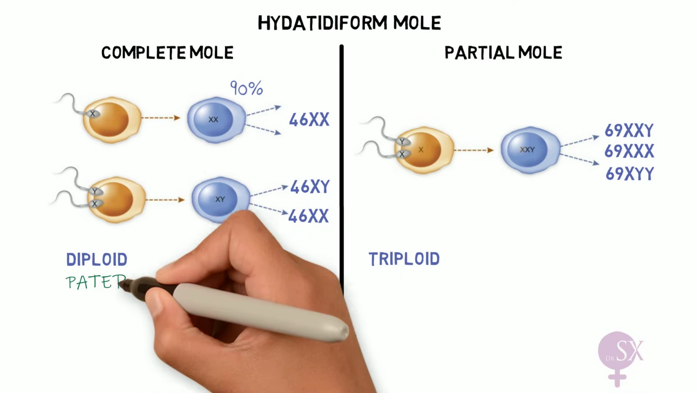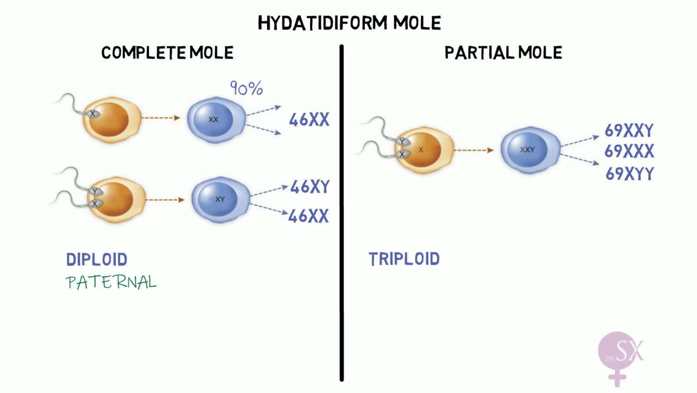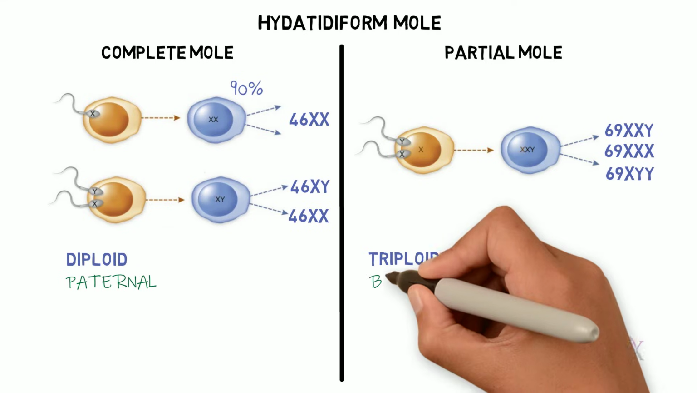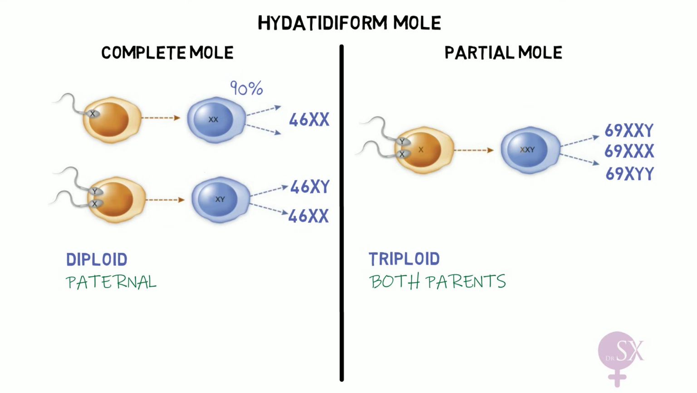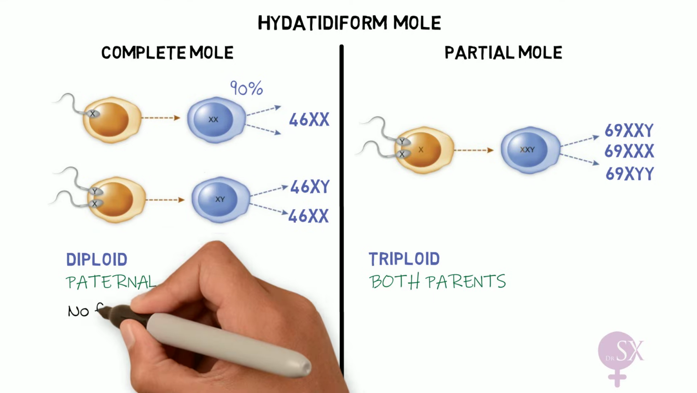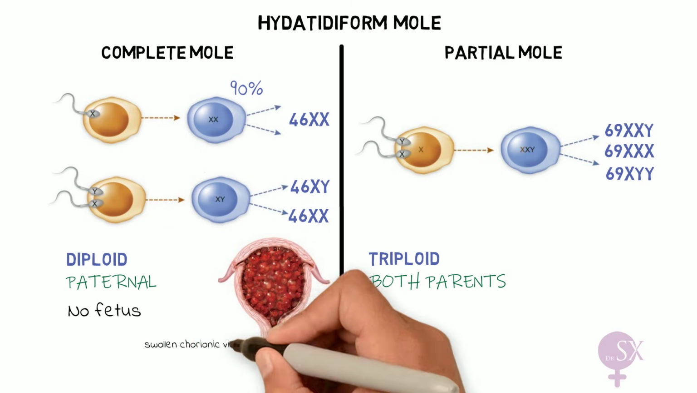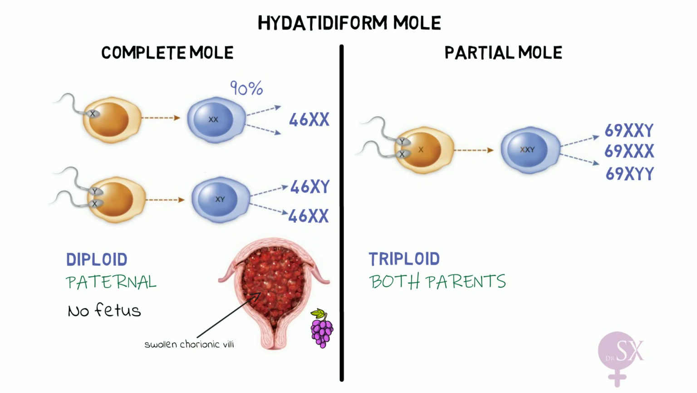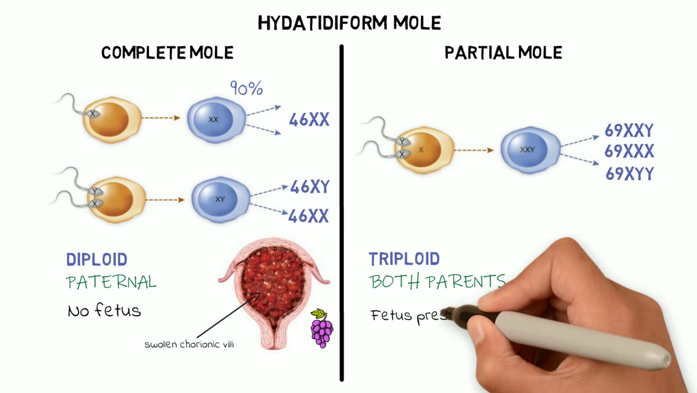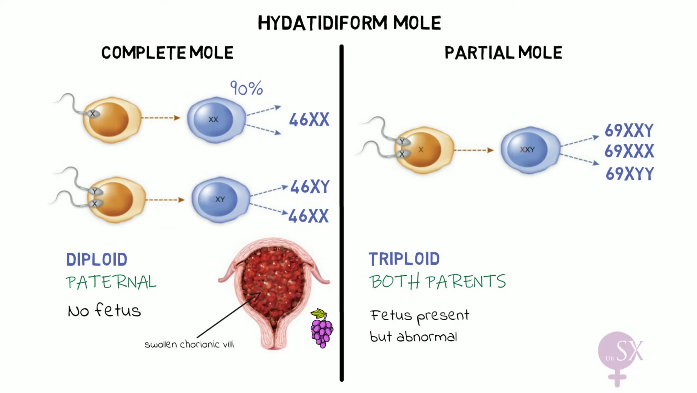In a complete mole, the karyotype is paternally derived, as all chromosomes are coming from the sperm, so coming from the father, while in a partial mole, the chromosomes are derived from both parents. In a complete mole, there is no fetal tissue, but there is a proliferation of swollen chorionic villi, which is described to resemble a bunch of grapes. In a partial mole, there is variable evidence of a fetus.